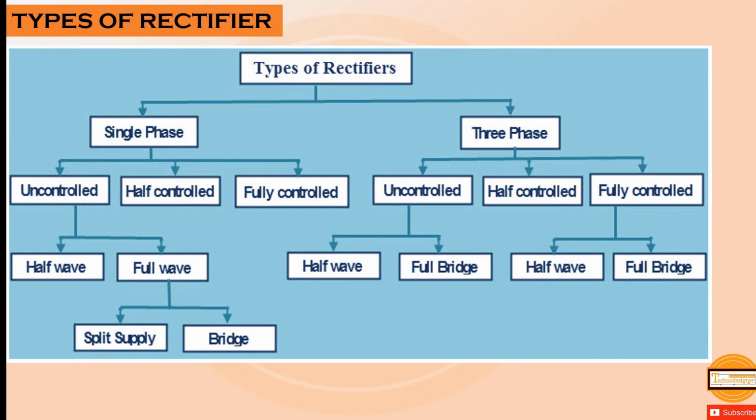Types of rectifier. We use rectifiers for single phase and three phase supply. A rectifier can be uncontrolled, partially controlled or fully controlled. In single phase we have half-wave and full-wave rectifiers, which we cannot control. In single phase, the full-wave rectifier is further classified as split supply and bridge rectifiers. In three-phase supply, we have half-wave and full-wave bridge rectifiers that can be controlled or uncontrolled. It depends on the requirements.